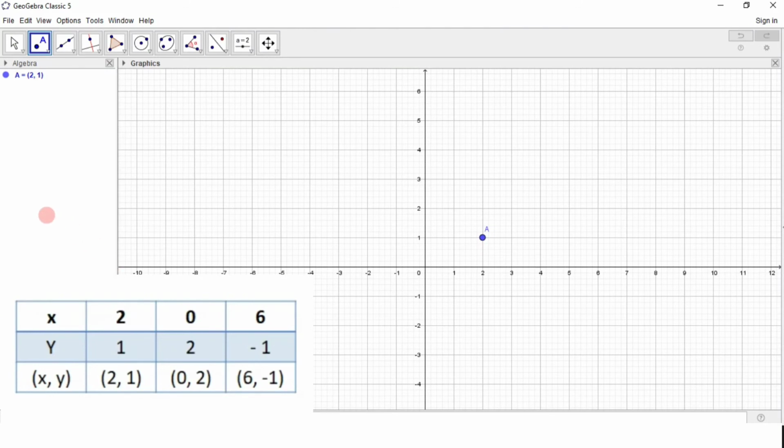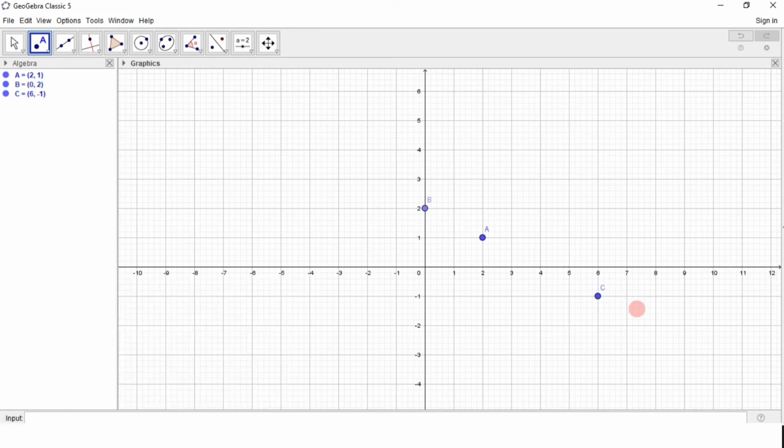The second point in the coordinates table is (0, 2). So on the x-axis we have 0 and on the y-axis we have 2. Their point of intersection is here. So let us have that point as B with coordinates (0, 2). The third coordinate is (6, -1). So on the x-axis we have 6 and on the y-axis we have -1. The point of intersection is point C, which represents the coordinates (6, -1). Now we got 3 points here, A, B and C.